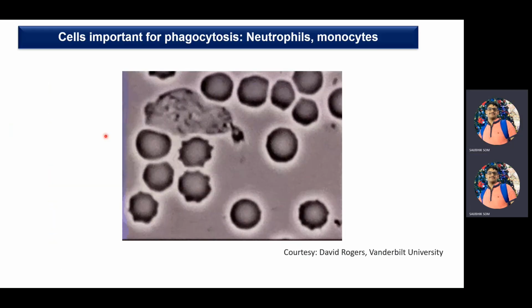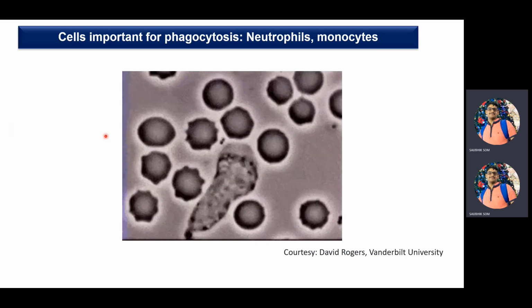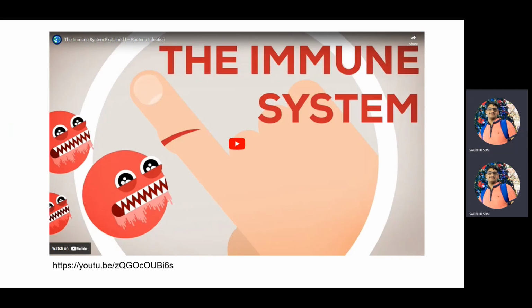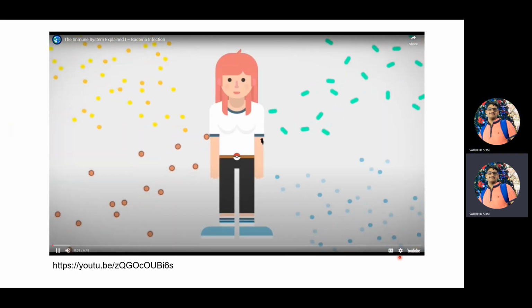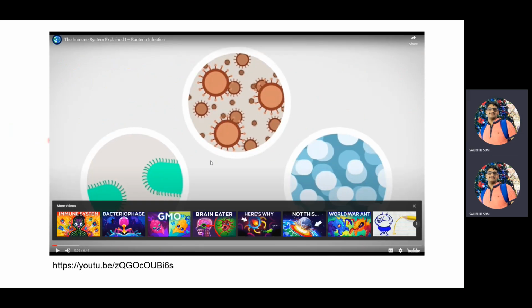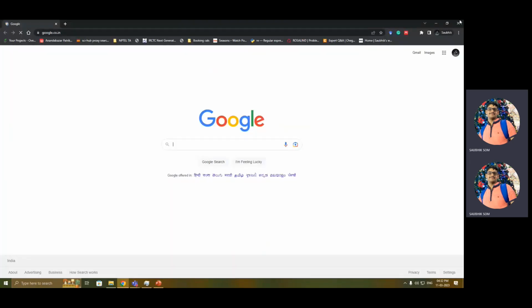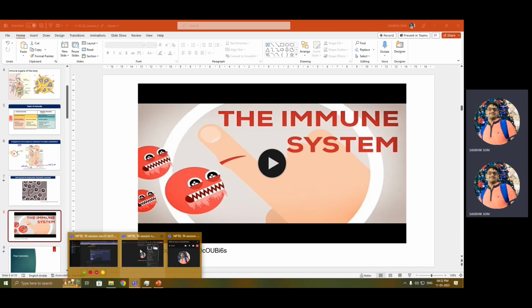As you know, the cells important for phagocytosis are neutrophils and monocytes, and monocytes mature to macrophages. So this is a small video where I can show how the immune system actually functions. It's an interesting video, so I would like you to see it. I should present with the sound, otherwise the sound won't come.